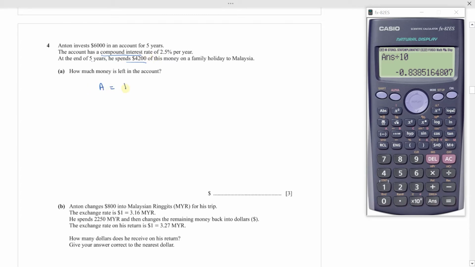So amount will be the principal investment times 1 plus rate over 100 to the power n, where n is the number of years. So let's substitute the values. Your principal investment is 6,000. So this is 6,000, 1 plus your rate is 2.5%, and the time is 5 years. So let's calculate this. 1 plus 2.5 over 100, and then this to the power 5 into 6,000.